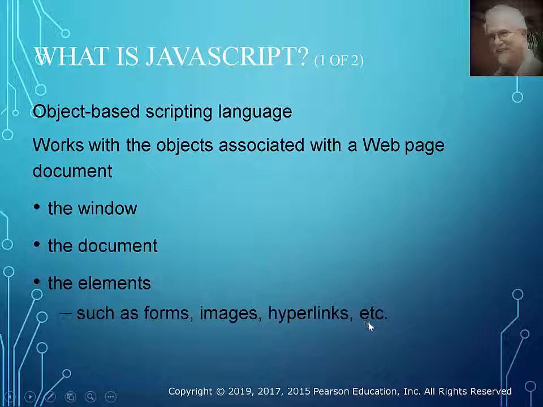Okay, so what is JavaScript? First of all, it is not Java. It is not Java Lite. It is an object-based scripting language. So in that sense, it is similar to Java in that it is object-oriented. It works with objects on a web page, so it is made to work with web pages. So the objects that it would typically work with are the window, the document, and other elements such as forms, images, hyperlinks, etc.